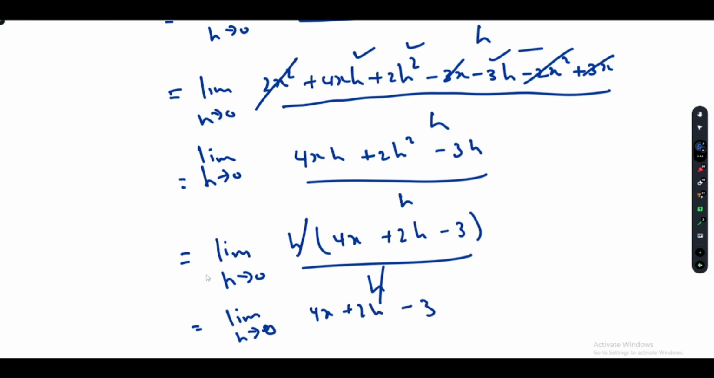And now finally we can replace the h with 0, mentally replace the h with 0, we don't actually show that step, and say 4x plus 2 times 0 minus 3 leaves me with 4x minus 3. And that would be the use of the first principles equation to find the derivative.